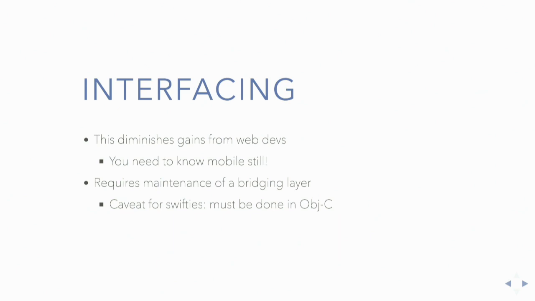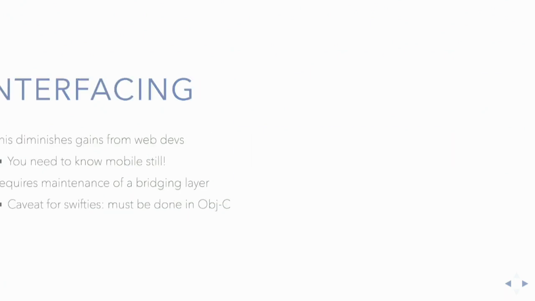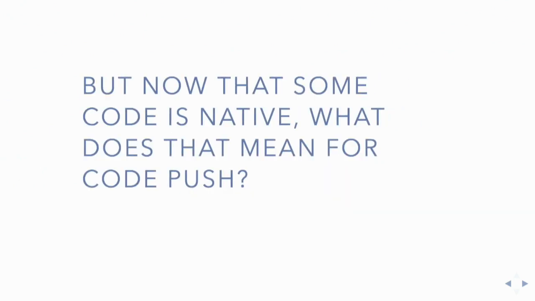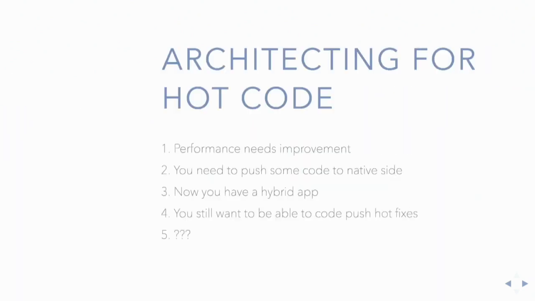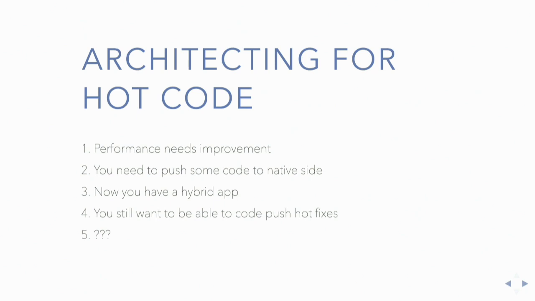And there's some finicky things, like you have to write this in Objective-C, which if you're a Swift developer is not a fun prospect. Now, what does this mean for code push? You've probably already connected the dots. It means bad things. We can't push code to native. We can push it to code push with our React Native layer. So what does that leave you?